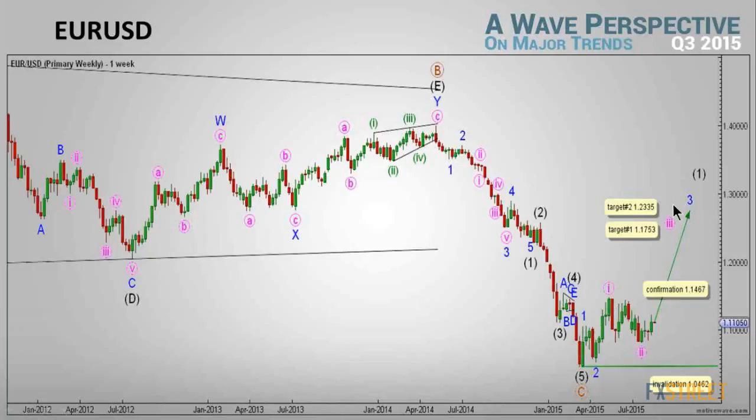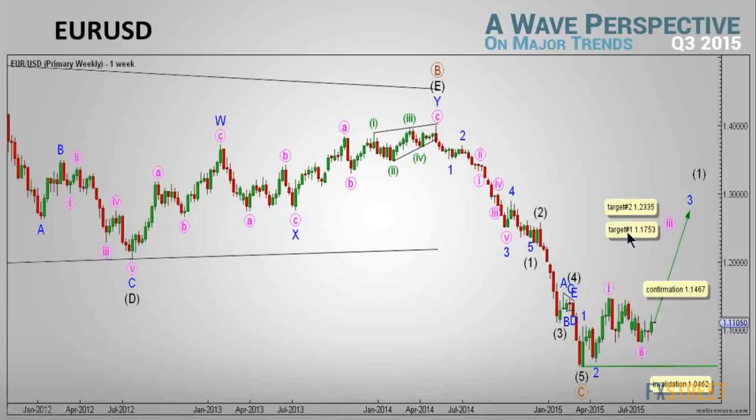It's quite likely that wave 3 blue of minor degree is starting to extend upwards with waves 1 and 2 pink of minute degree complete, and euro-dollar is about to start a third wave toward the upside. This count would be confirmed by movement above 1.1467, and we have two targets for the completion of wave 3 pink of minute degree.